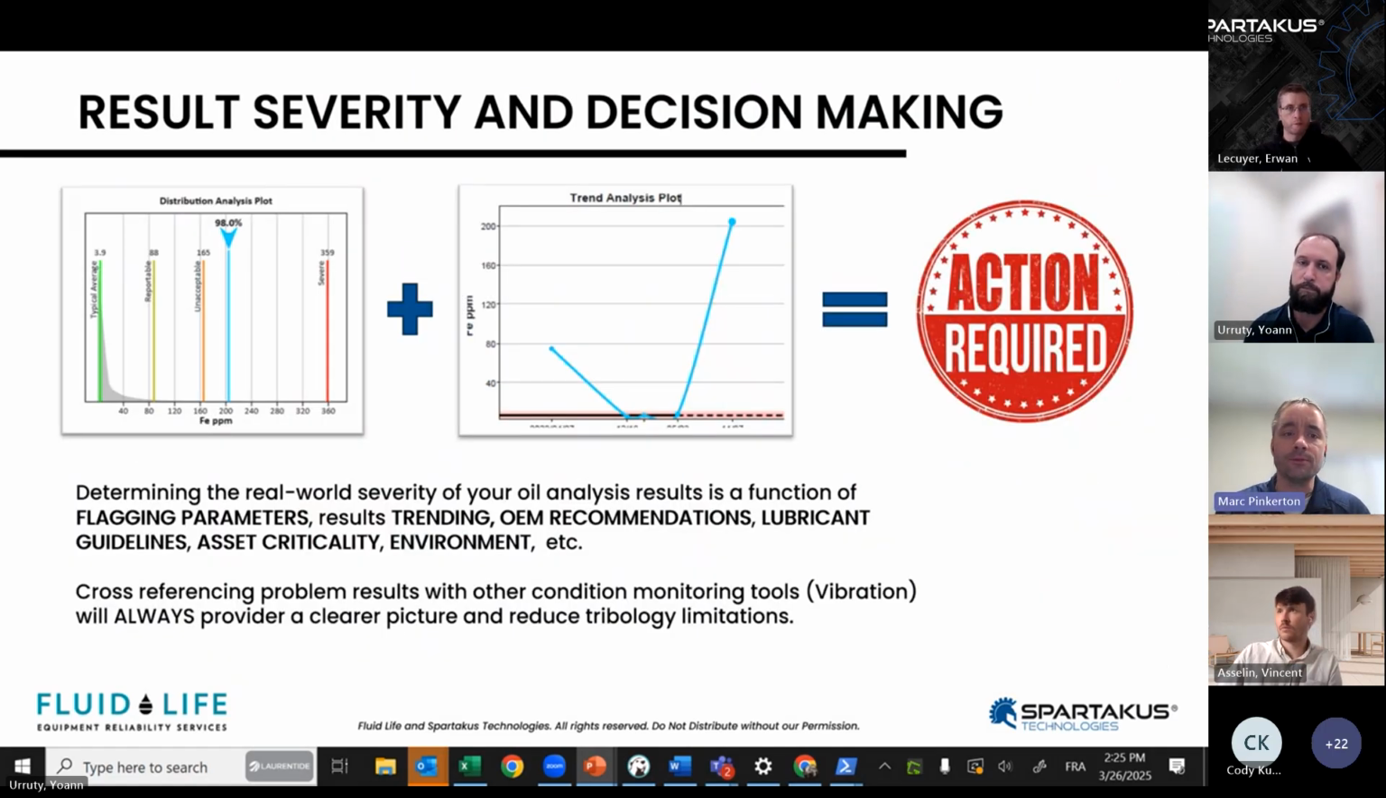Yep. And then this is just a visualization of some of the graphs and additional trending tools that you have above and beyond those raw results we saw on the previous page. And then, of course, Johan's going to go into it in a bit more detail, but you cross-reference your condition monitoring data as much as you possibly can, right? Oil analysis is a great tool, can tell you a lot of stuff, but it does have some limitations. So the more data that you have to cross-reference, the better decisions you're going to be able to make at the end of the day.